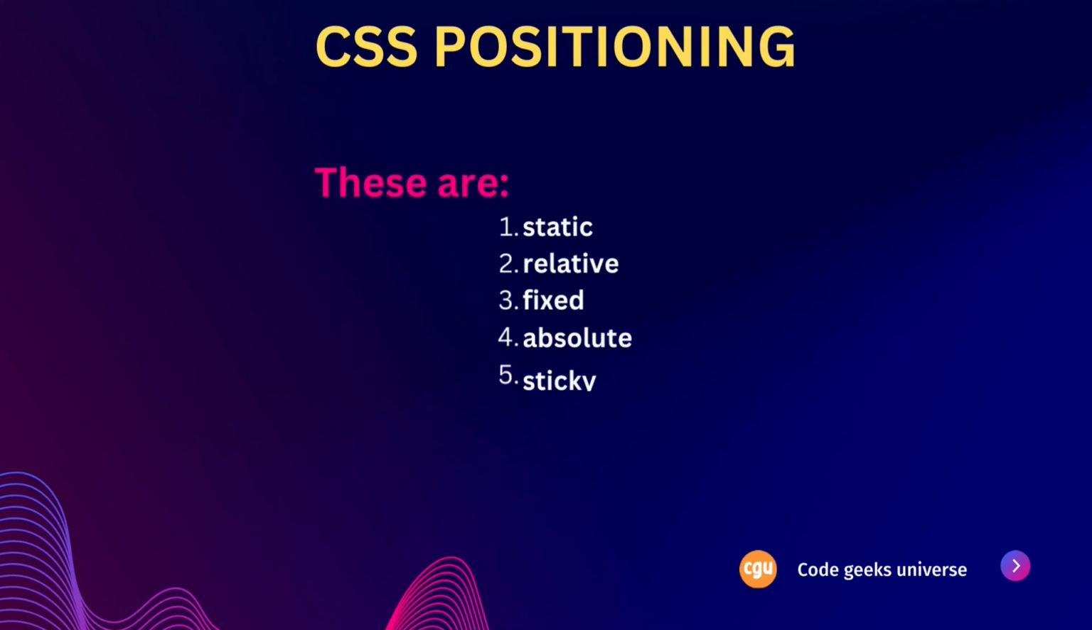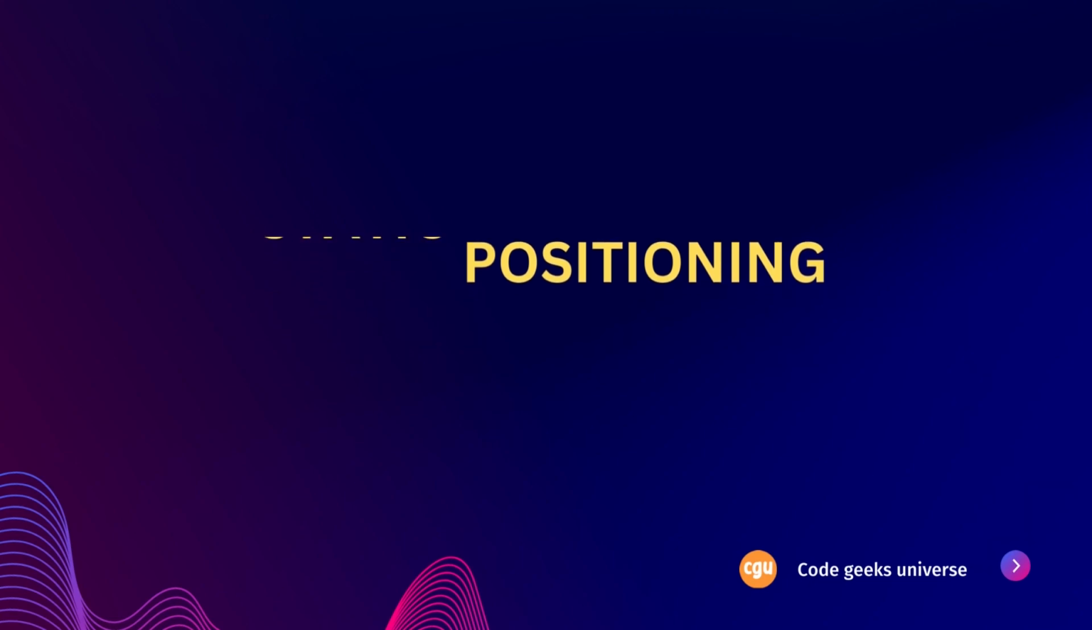And there are 5 different position values that can be used. These are static, relative, fixed, absolute, and sticky. Each value offers unique ways to control the placement of elements within the layout of a web page. Now we are going to cover all of these values one by one. The first value is static positioning.